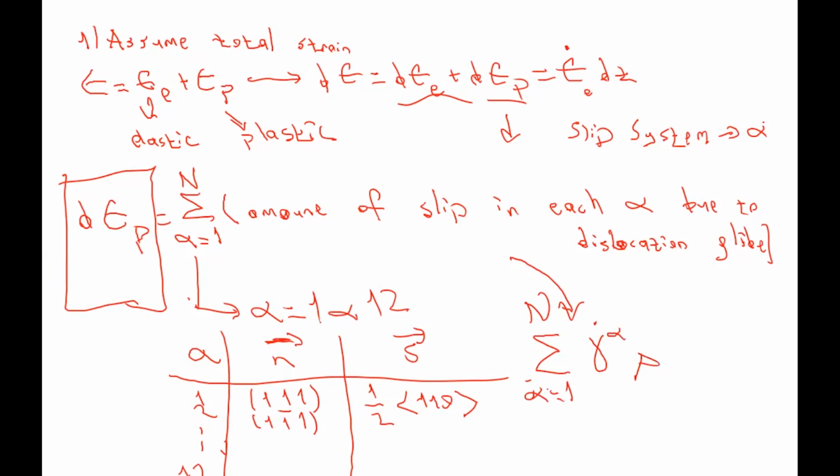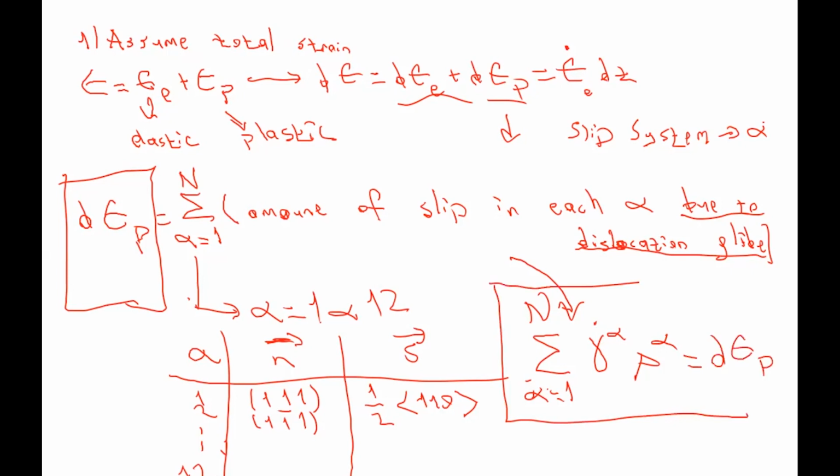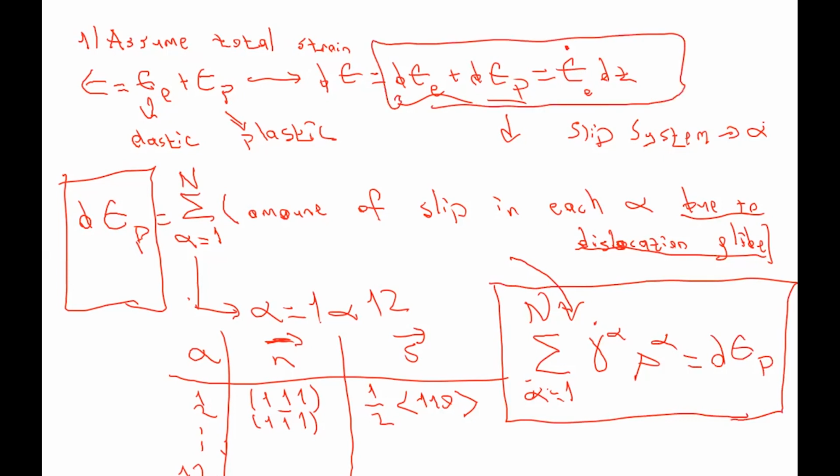And due to the dislocation glide, dislocation density corresponds to dislocation glide. So this is the formula. This is the important formula for d epsilon p. Remember, we're going to calculate this one, and we are trying to find d epsilon p, which is just shear rate times the dislocation density. And how can we calculate the shear rate?